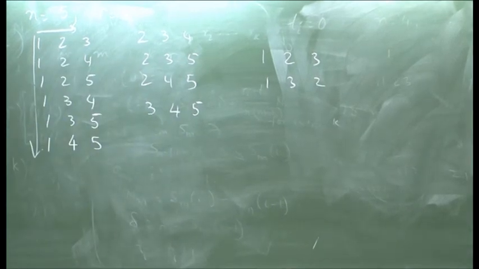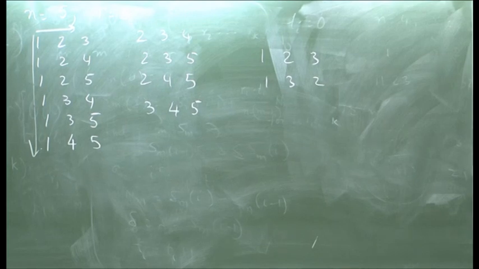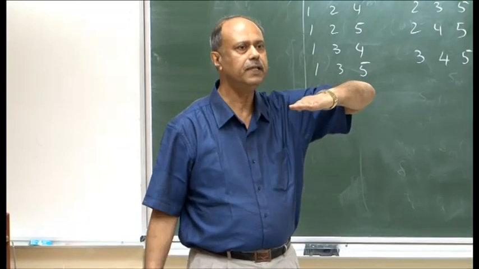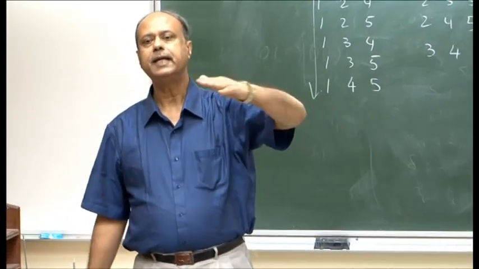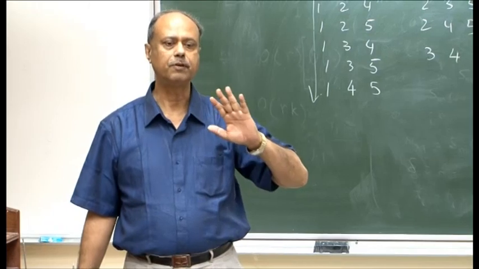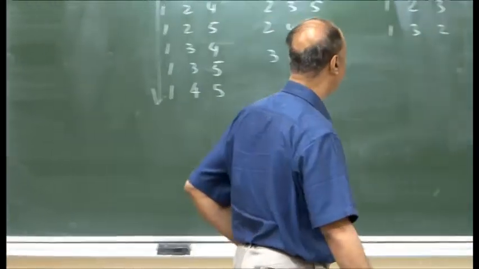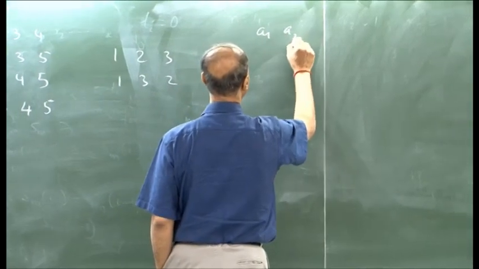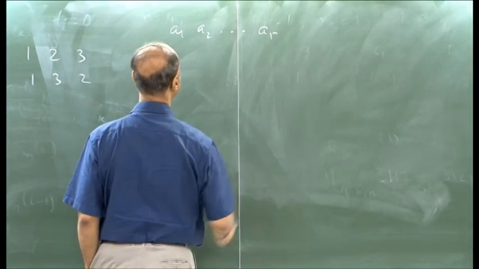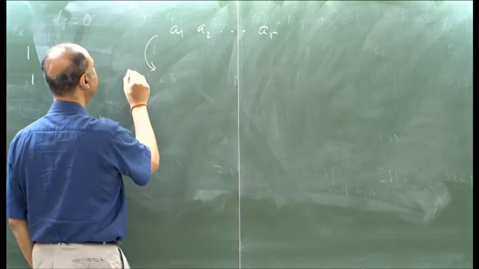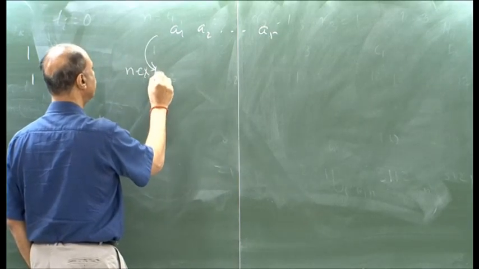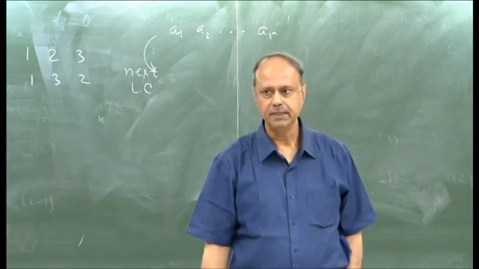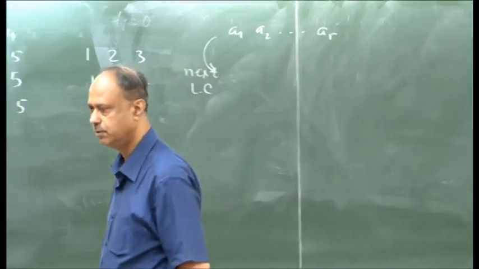Now in the case of combination generation, given the ith combination, I want to generate the (i+1)th lexicographic combination. So if I have the ith combination, A1, A2, up to AR, can I generate my next lexicographic combination from this? That is the problem. If I can do it, the problem is solved.